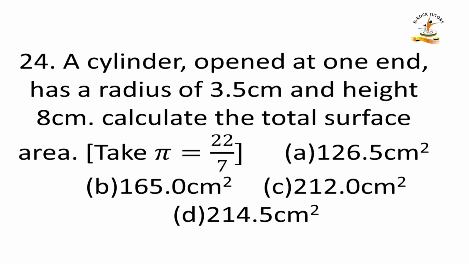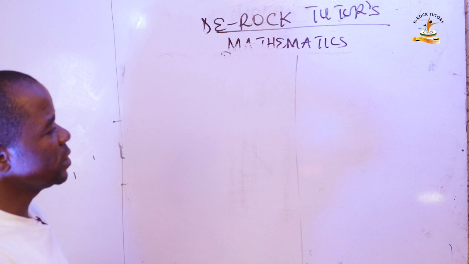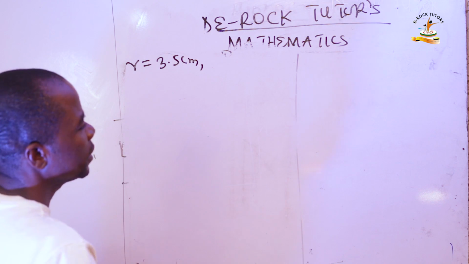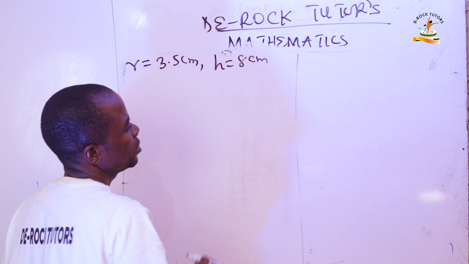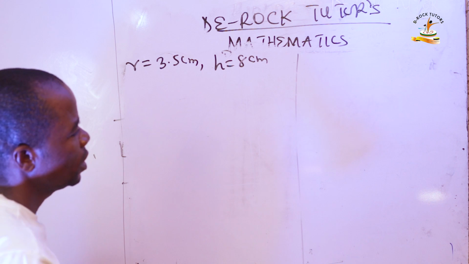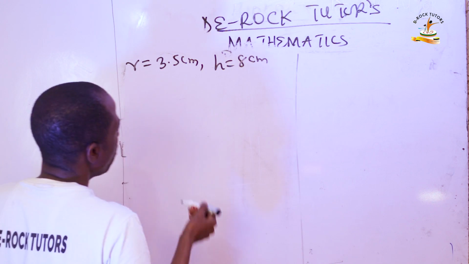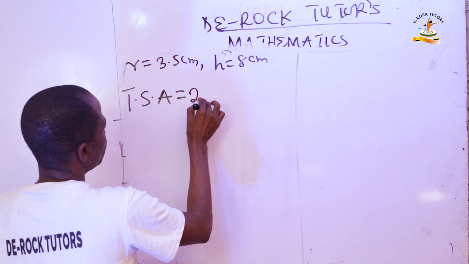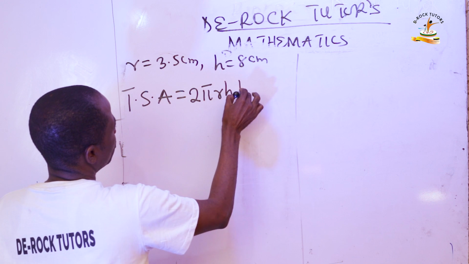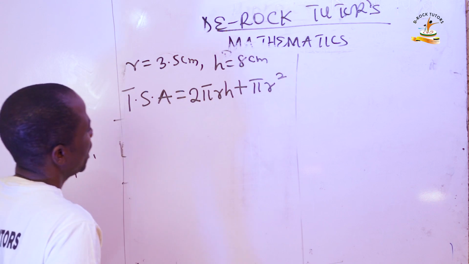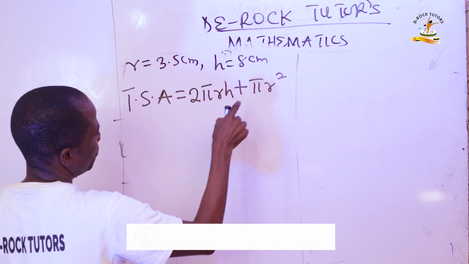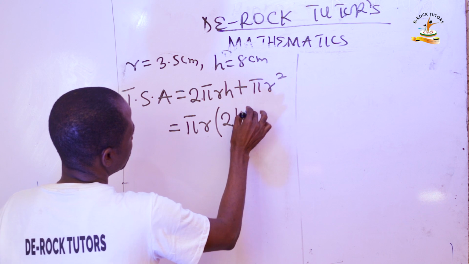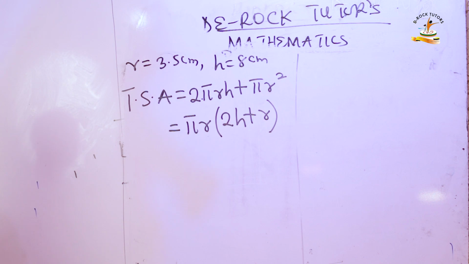Number 24. A cylinder open at one end has a radius of 3.5 centimeters. So the radius of the cylinder, r, is 3.5 cm and a height of 8 centimeters, h is equal to 8 centimeters. We have to calculate the total surface area. Don't forget the cylinder was open at one end. So the total surface area of a cylinder open at one end is 2 pi r h plus pi r squared. Since pi and r are common, we can bring them out and say this is pi r into 2h plus r. I think it's simpler this way.